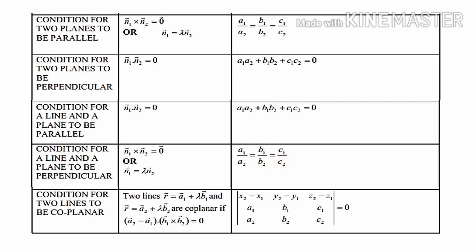Here also, the condition for two planes to be parallel and the condition for a line and a plane to be perpendicular are the same conditions. Then next one, condition for two lines to be coplanar. The condition is vector a2 minus vector a1 dot vector b1 cross vector b2 is equal to 0. This is the vector form. And if it is in Cartesian form, determinant x2 minus x1, y2 minus y1, z2 minus z1, a1 b1 c1, a2 b2 c2 is equal to 0.